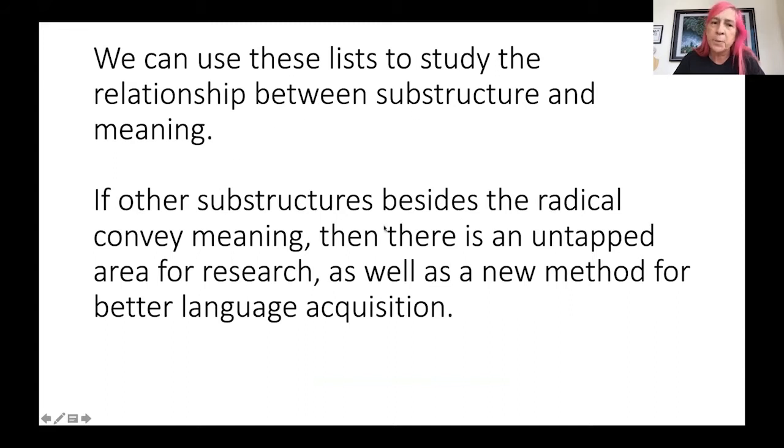If other substructures besides the radical convey meaning, then there is an untapped area for research, as well as a new method for better language acquisition.